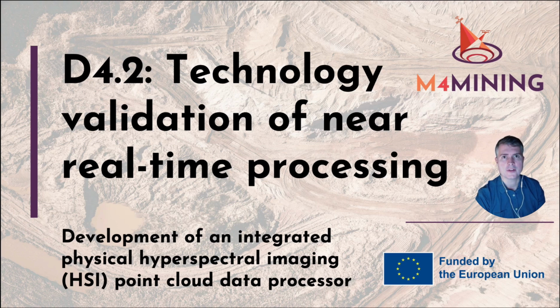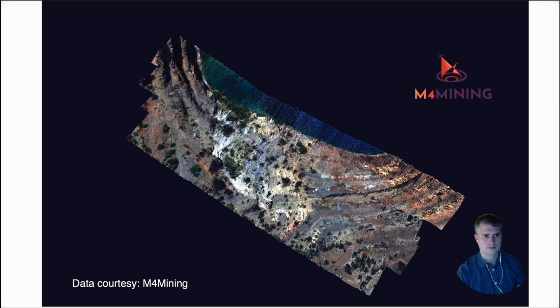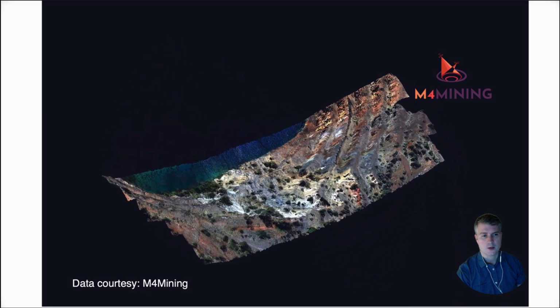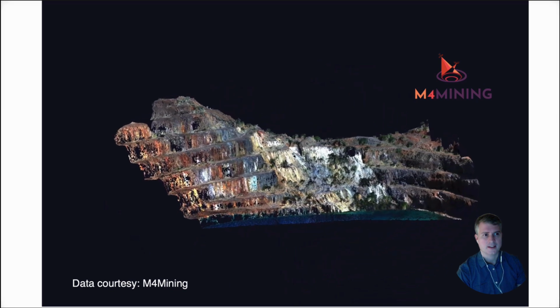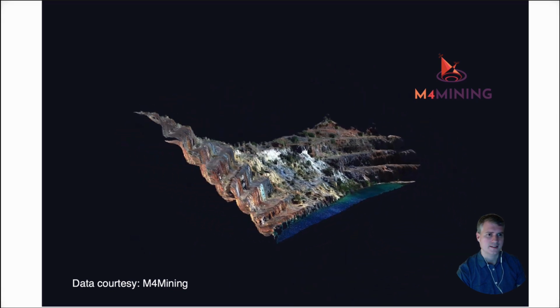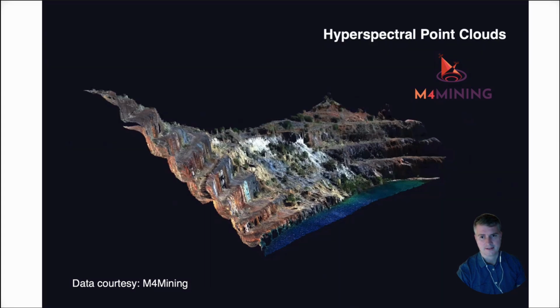Here, we will focus on the near real-time processor part of the deliverable. You may be familiar with the concept of hyperspectral mosaic, historically the most common way of representing hyperspectral imaging data, typically obtained by geometrically transforming and merging individual push-broom scan lines into a single, spatially continuous image. With M4Mining, we no longer rely on mosaics, instead opting to harness the latest technological developments to work with hyperspectral point cloud data instead.